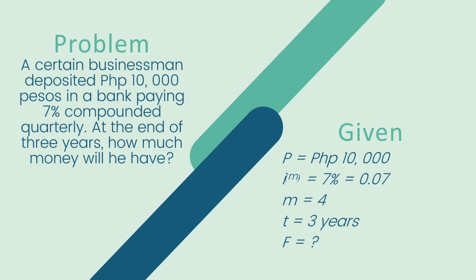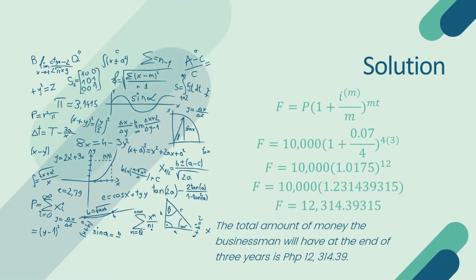Determining the given values, we have our principal or P that is equal to 10,000 pesos. The nominal rate or i raised to m is equal to 7% or 0.07. The frequency of conversion or m is 4 and our time or t is 3 years. We still don't know the value of the final amount since we are asked to find it. To find the value of F, we will use this formula.